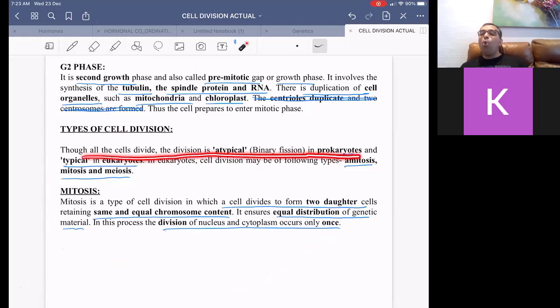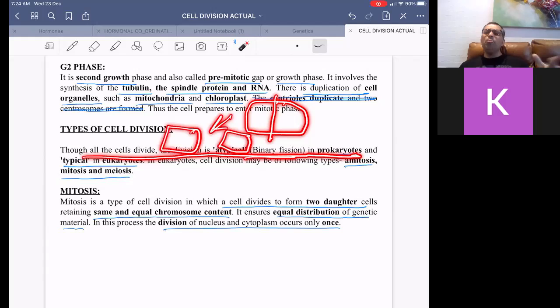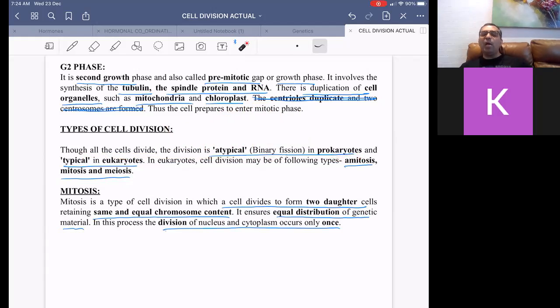Binary fission in prokaryotes. बैक्टीरिया में एक सिंपल डिवीजन होता है which is called binary fission. And binary fission से one bacteria will divide to form two bacteria. So that is a very simple primitive type of cell division called binary fission in bacteria like prokaryotes, which is atypical. And it is typical in eukaryotes where the cell division may be of the following type. You have amitosis, mitosis and meiosis.